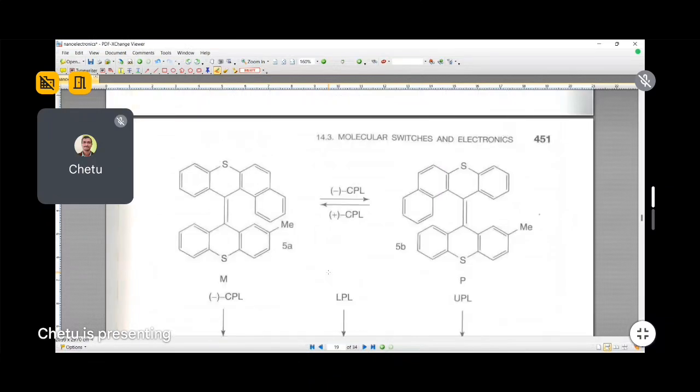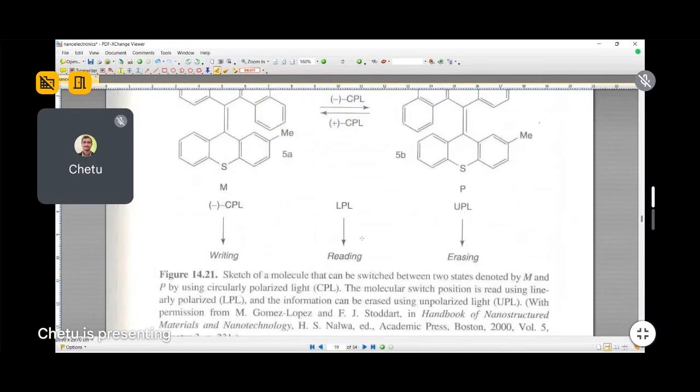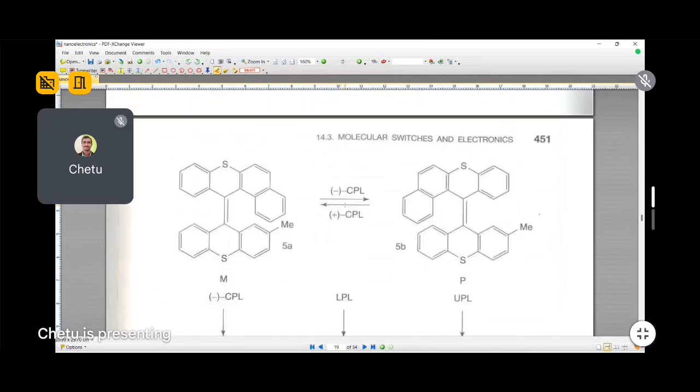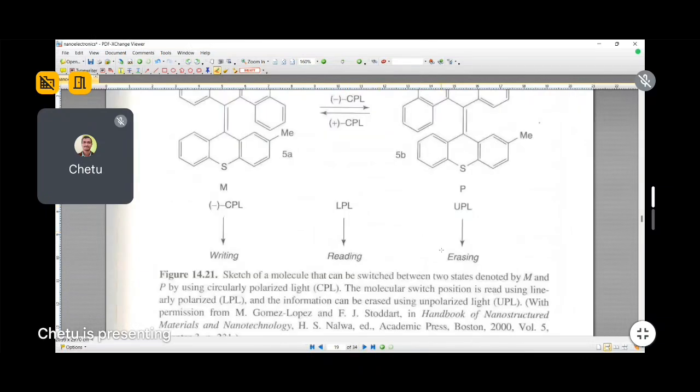Now, to read the information, meaning to know what the state of this is, you have to shine linearly polarized light. Because of the rotation, it will rotate the light, and depending on the right-handed or left-handed rotation, one can understand whether this is showing 0 or 1. And if you want to erase this information, you can just shine unpolarized light.